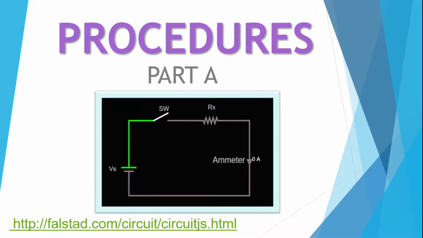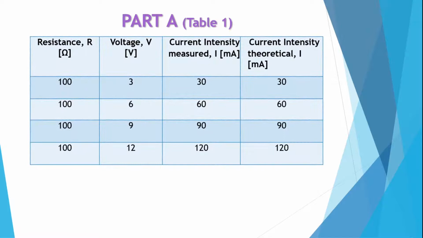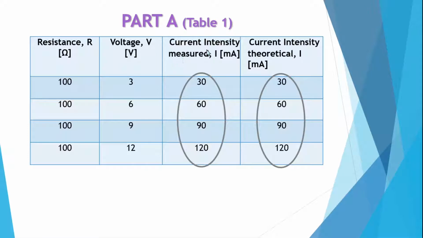Move on to the first table, table 1. You can see that resistance is constant at 100 ohm and the voltage changes from 3, 6, 9 and 12. The one we measure is the current intensity measured in the website, and for the current intensity theoretical we use the formula to calculate later on.